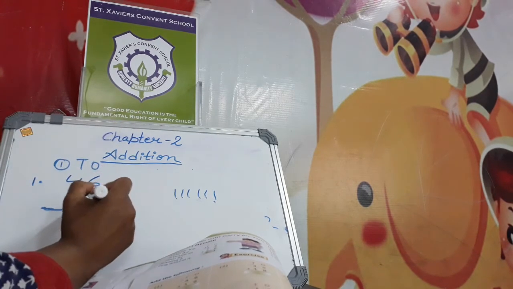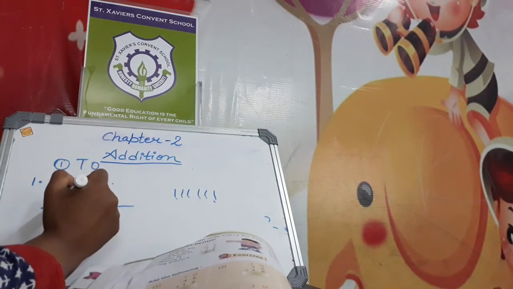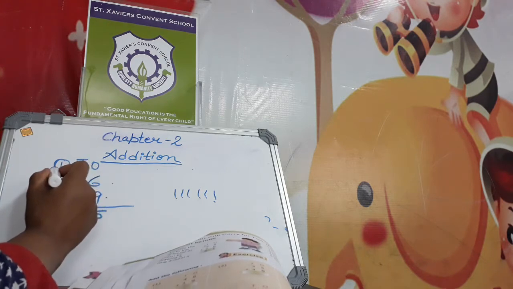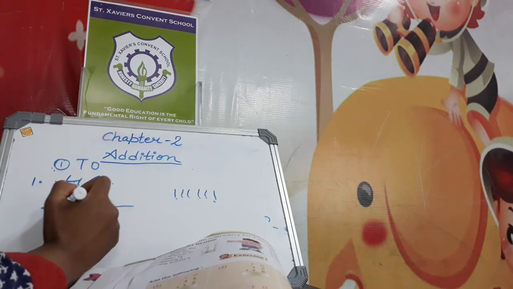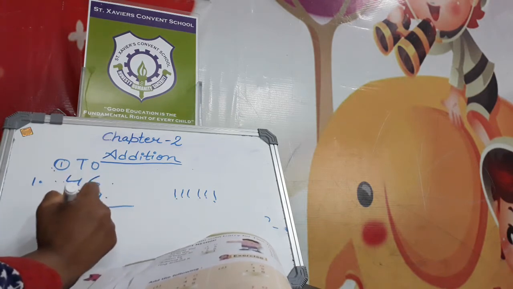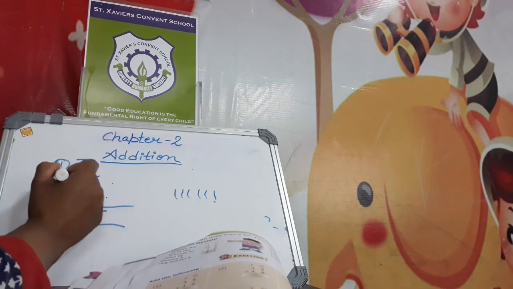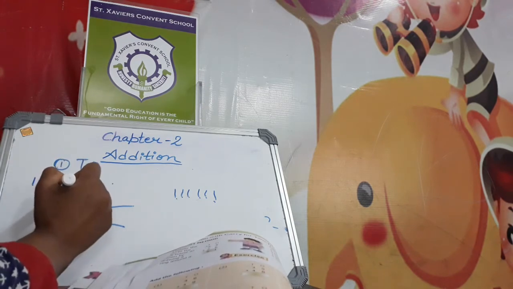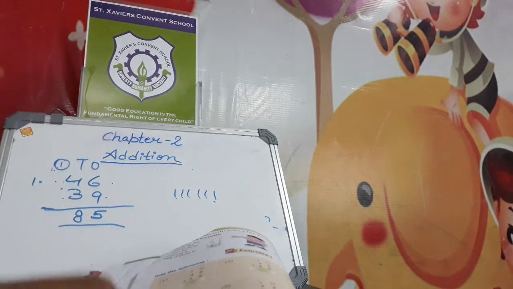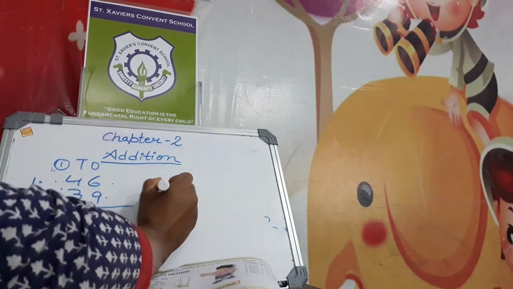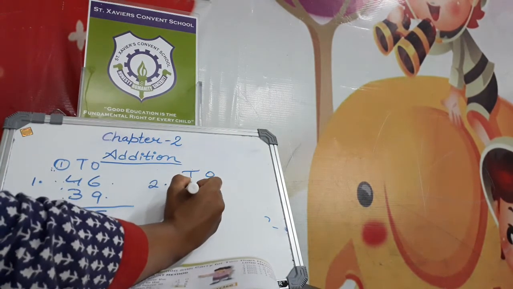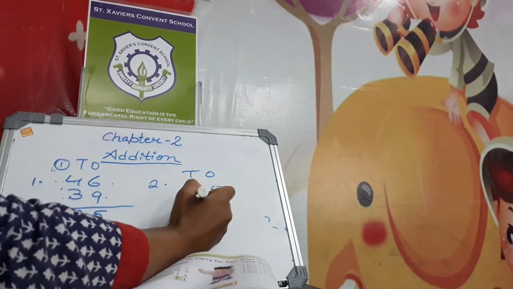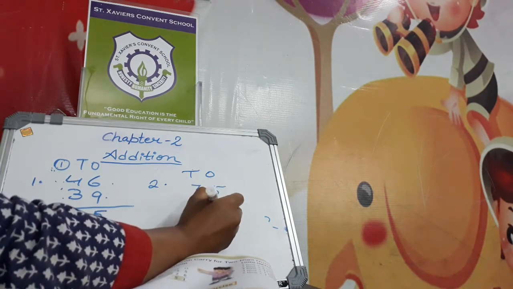Tens. Now add these three numbers together. 5 plus 4 plus 1 is 5. 5 plus 3 is 8. 85. The answer will be 85. We have to add these numbers together. Okay. Now look at another one. Question number 2. Do more and more practice of these carry numbers. 3, 5 plus 4, 8.